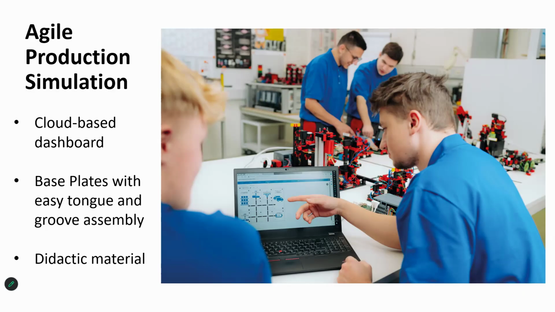The factory itself can be broken down into sections which utilize an easy to put together tongue and groove assembly method, like giant puzzle pieces. When assembled, the Agile Production Simulation model has a footprint of approximately 51 by 73 inches, and it has a total weight of approximately 116 pounds.